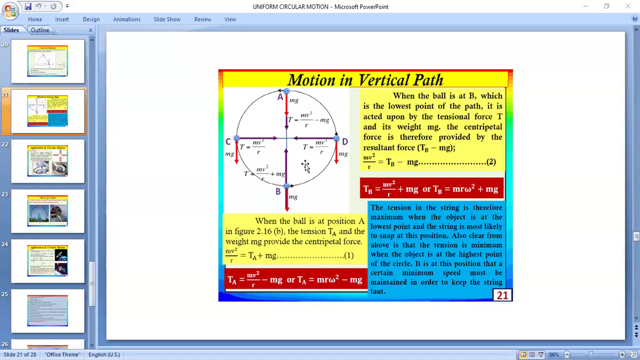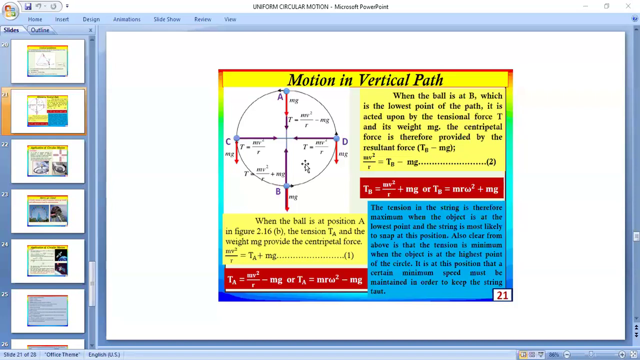I got lost online at that point, while trying to explain how we come up with minus mg and plus mg. So let's start with point A. At point A, there are two forces acting on the stone, and they act in the same direction, which is towards the center of the circle. One of them is weight, and the other is tension. These two forces bring about the centripetal force, so that the stone is maintained in circular motion.